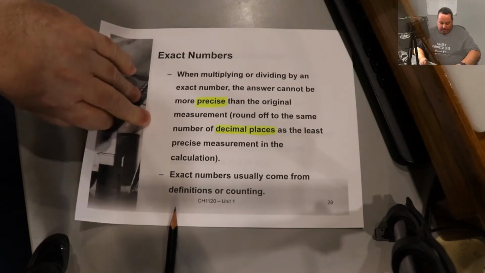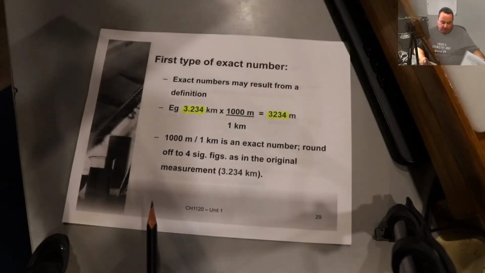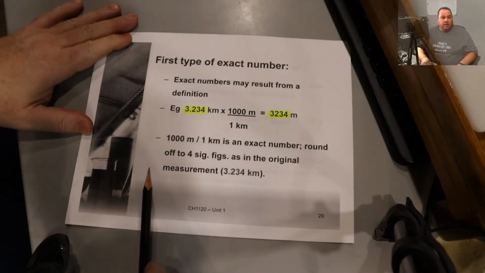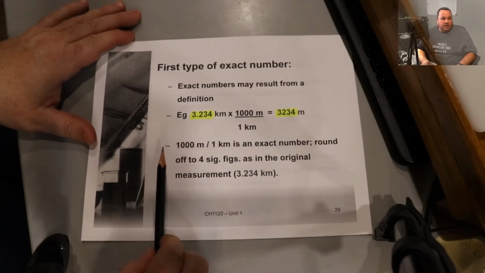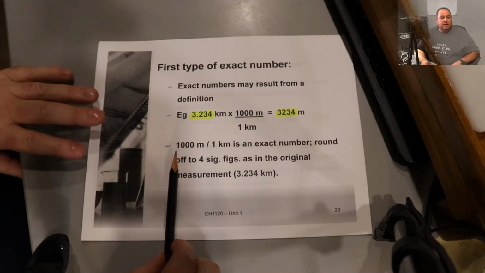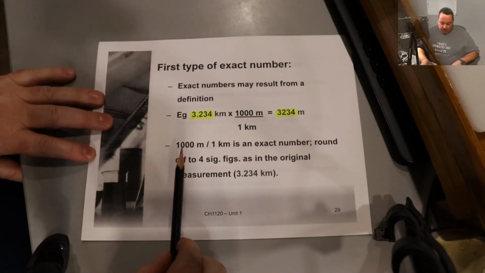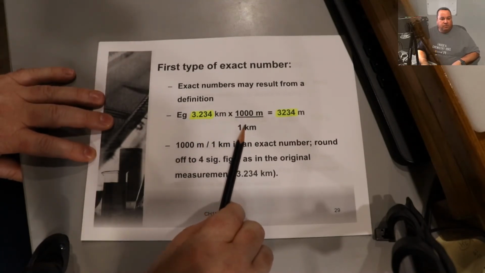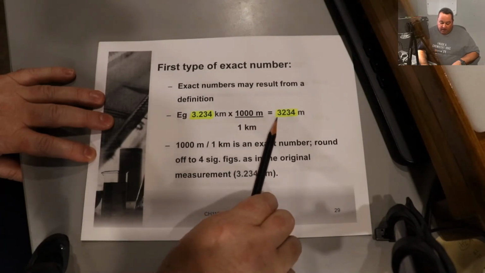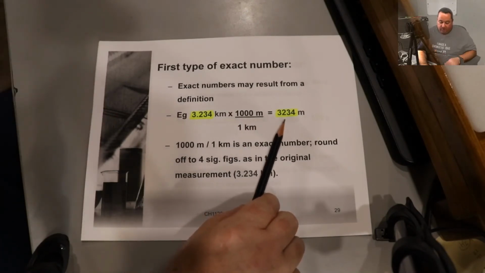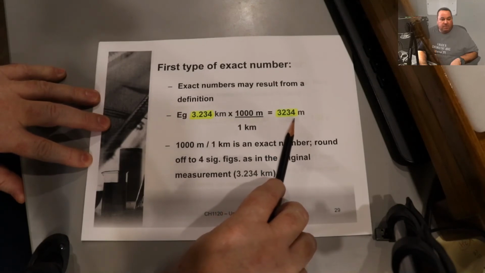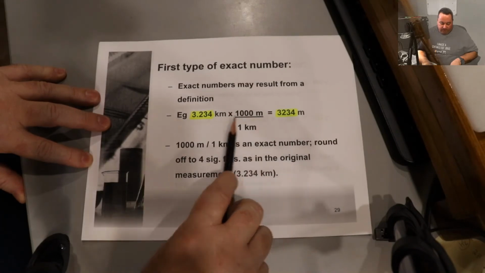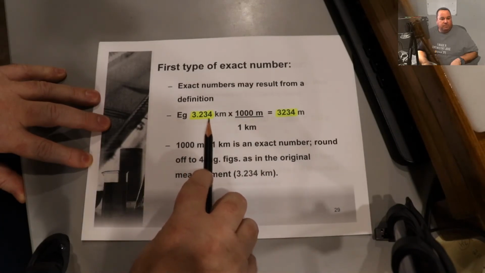So let's have a look at an example here. This exact number comes to us from a definition, so we're changing our base unit from kilometers to meters. We multiply by a conversion factor here, and this one can be a little confusing because we don't have any decimal places, but we have the same number of digits in the final answer. It's really just a decimal move.